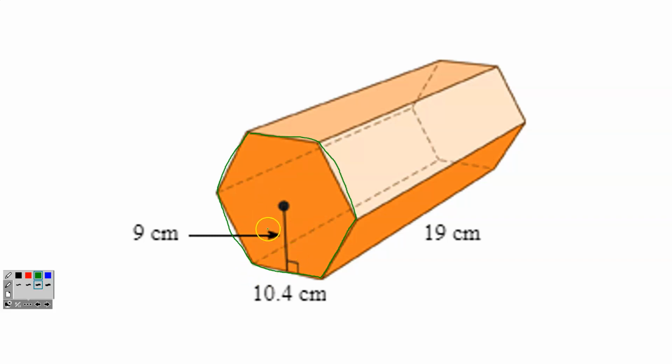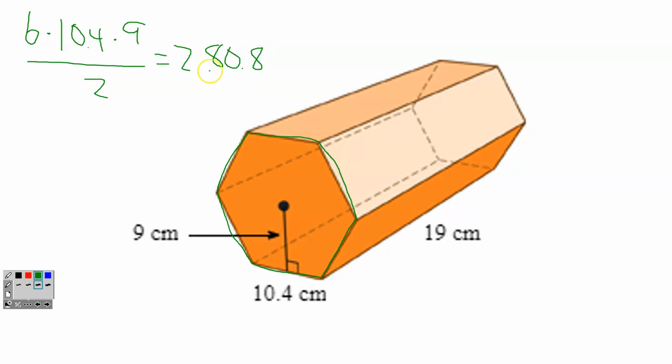So the base is going to be the number of sides, 1, 2, 3, 4, 5, 6, times the length of one side, which is 10.4, times my apothem, which is 9. I'm going to divide that by 2. So that's going to be just my base. 6 times 10.4 times 9 divided by 2. So that's going to give me an answer of 280.8. Now that is just the area of the base.